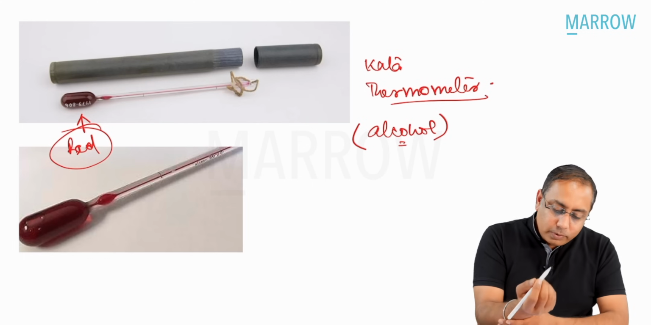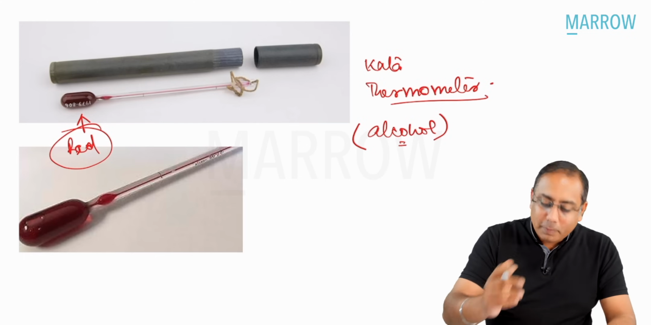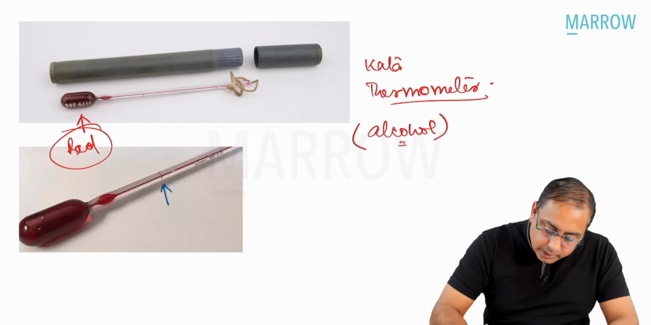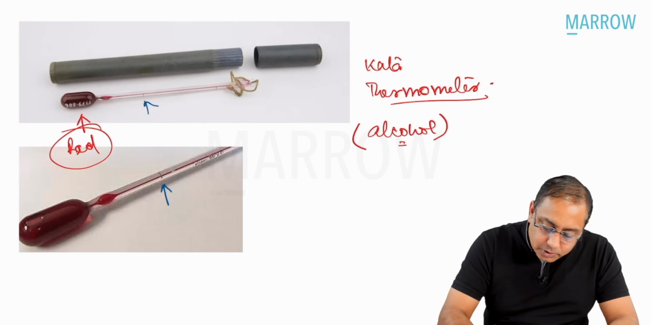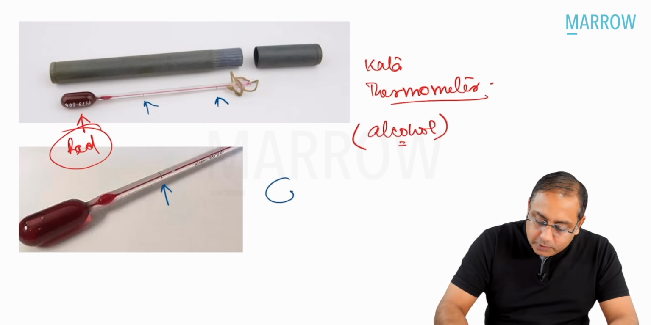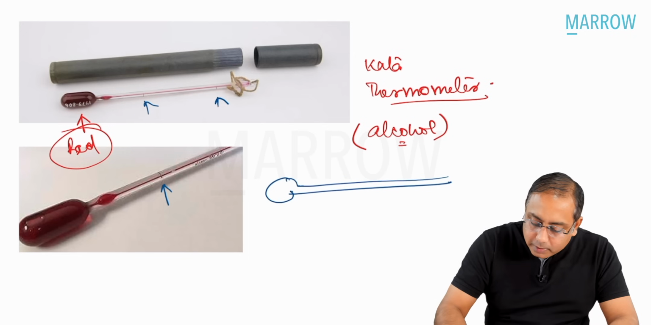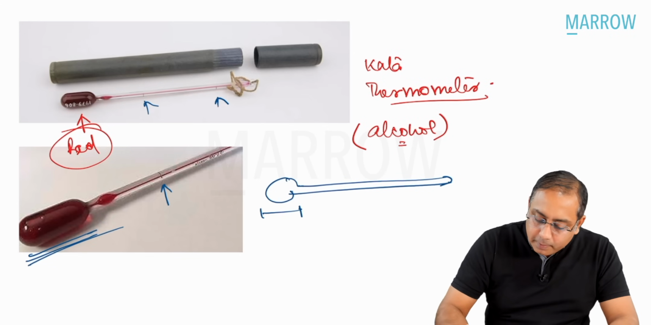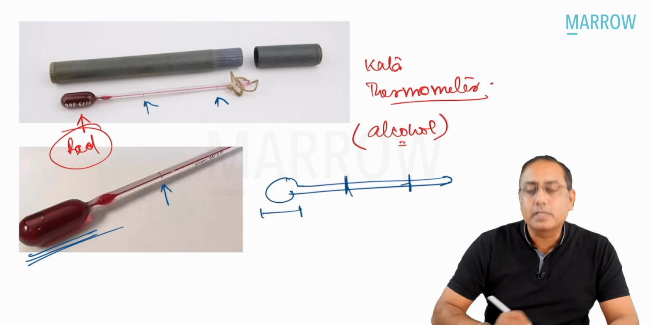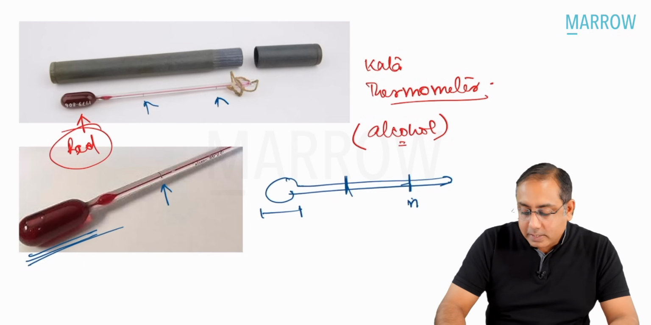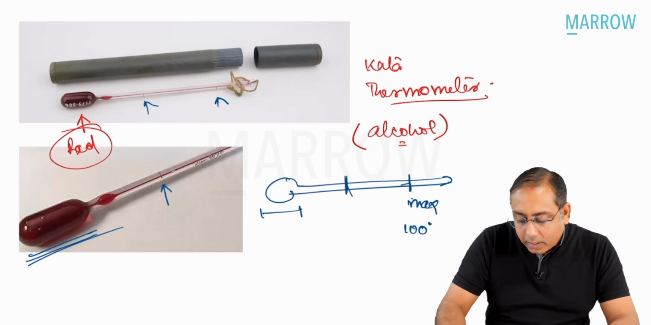Now I don't know if you can see it on your mobile device or not. Can you see there is a small line over here? There are actually two lines over here. So if this is the bulb of the Kata thermometer, this bulb is quite long, it's a very elongated bulb. And then there are two lines on this Kata thermometer. The first line, that is the maximum line, it corresponds to 100 degrees Celsius, and the lower line corresponds to 90 to 95 degrees Celsius.